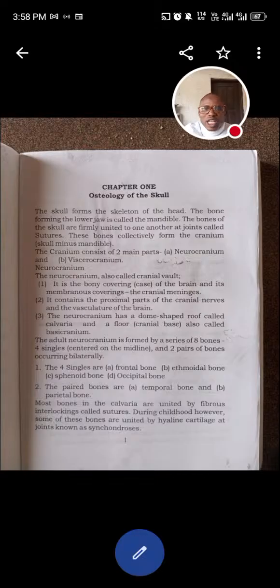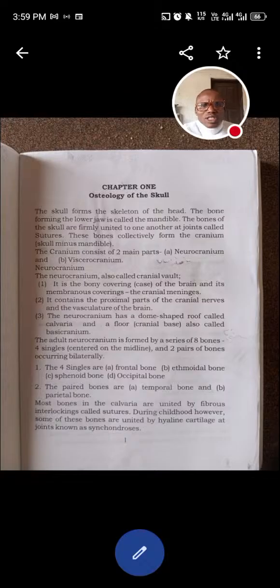Then we'll start with the osteology of the skull. The osteology of the skull is about a 20-page work. It's not really a small thing, and it's filled with a whole lot. But we are going to start. Don't forget, the skull forms the skeleton of the head. The bone forming the lower jaw is called the mandible. This is the lower jaw.